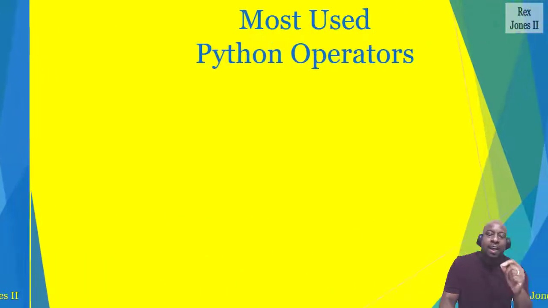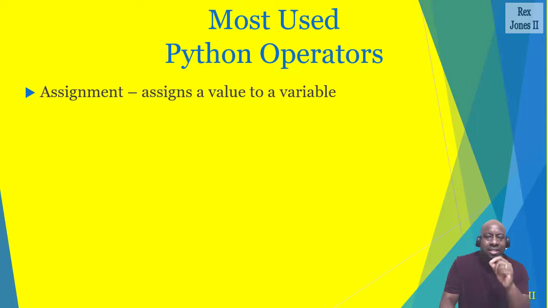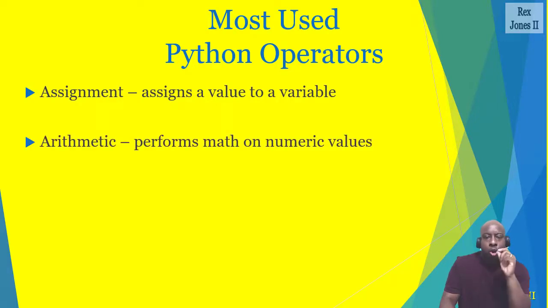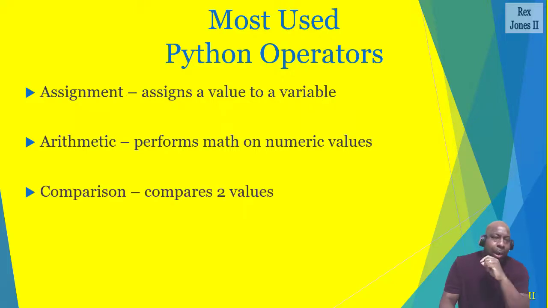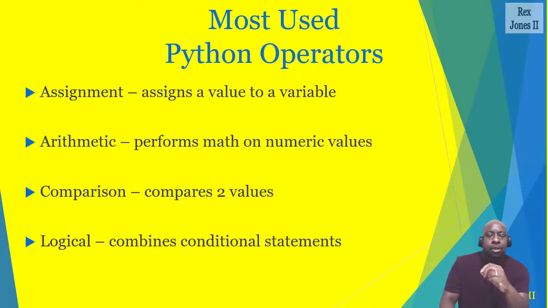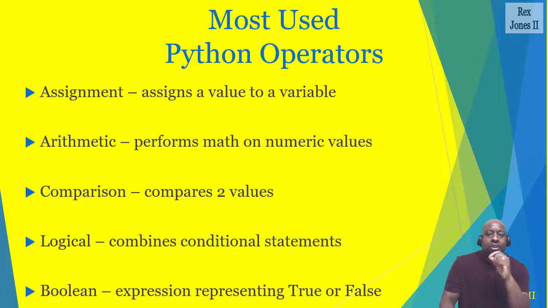The purpose of an assignment operator is to assign a value to the variable name. Arithmetic operators perform a math operation on numeric values. A comparison operator is used to compare two values, and the logical operators combine statements that have a condition. Last but not least are the Boolean operators, which represent an expression that returns true or false. Let's start with the assignment operator.